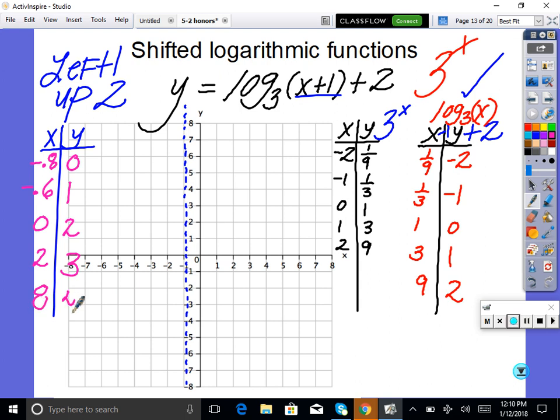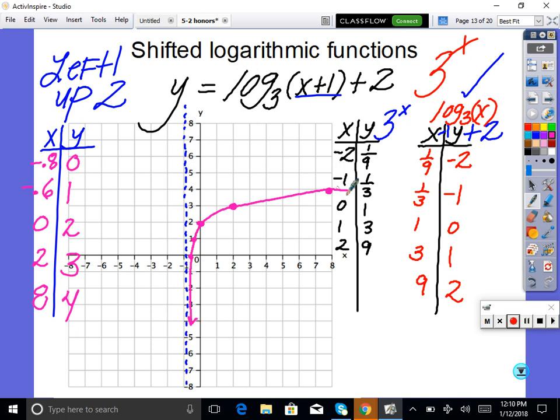So now I can graph these points. I'm going back 0.8 up 0. I'm going back 0.6 up 1 unit. Over 0 up 2 units. Over 2 up 3 units. Over 8 up 4 units. And now because I know how asymptotes work, we know it's coming down like this.